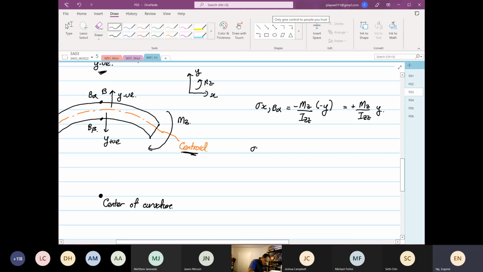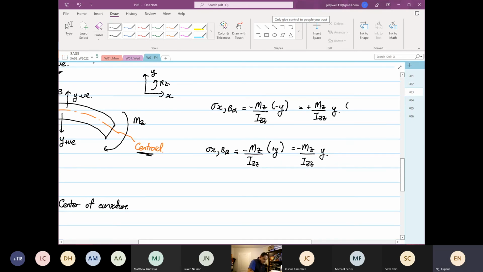Okay, so now you have stress x at point B beta. So this will be equal to minus Mz over Izz. Now the y, right? Now the y is pointing towards the center of curvature, so it's positive y. So this is minus Mz over Izz multiplied by y. Okay, so now it flipped. It becomes tensile over here, and then it becomes compression over here.